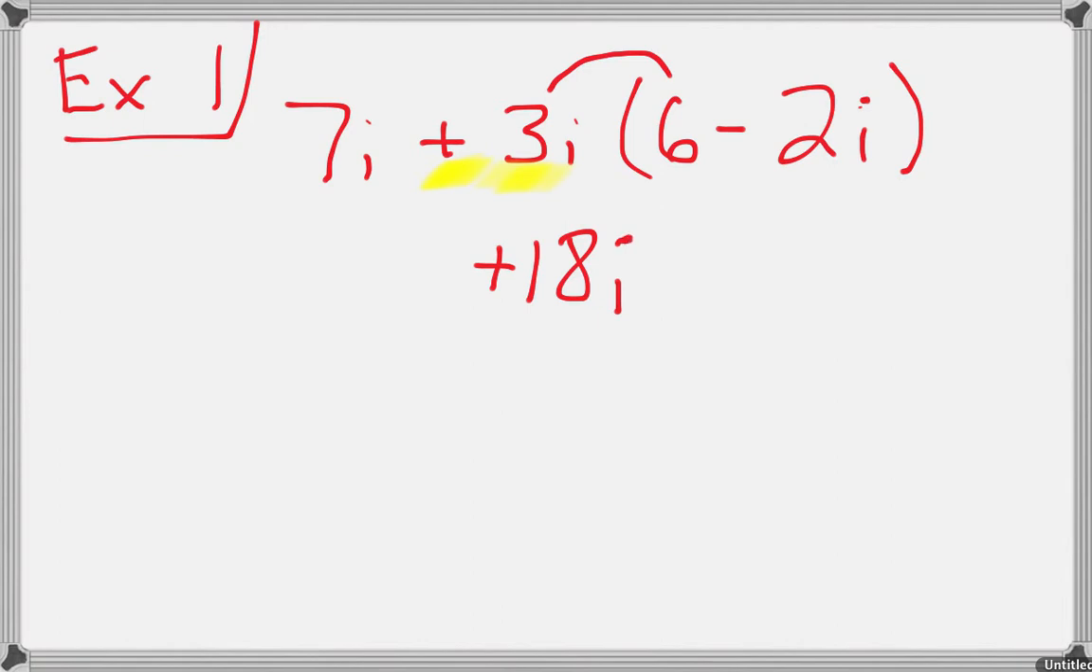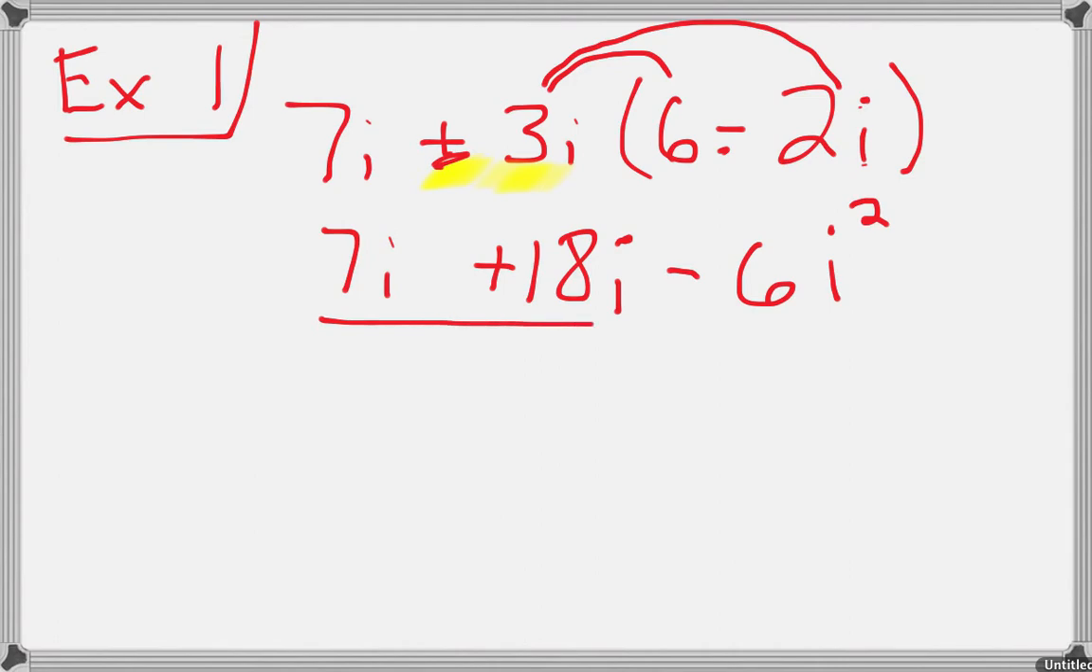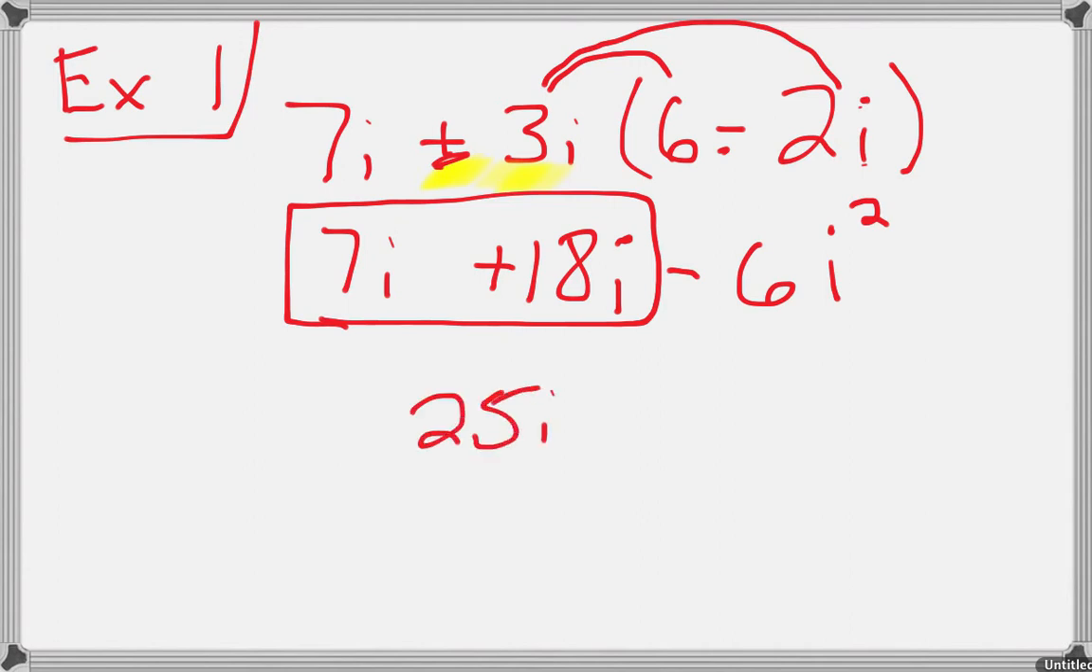And right here we have positive 3 times -2i. Well, what's 3 times 2? 6. Positive times a negative is a negative. What's i times i? i to the second power. Now bring down 7i. Now I could combine these two terms here. Remember, like terms have the same variable, same exponent. That'd be 25i.